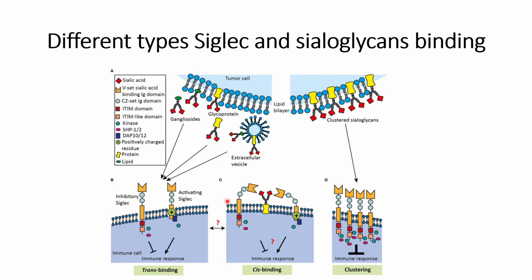The next type of interaction is cis-binding. So in cis-binding, what happens? The source of the Sialoglycans and Siglecs are from the same cell surface. As shown in this figure, the Siglecs are on the immune cells and they interact with the sialic acid based Sialoglycans on the same surface. Depending on the specificity, it can interact with the inhibitory Siglec or the activating signal.